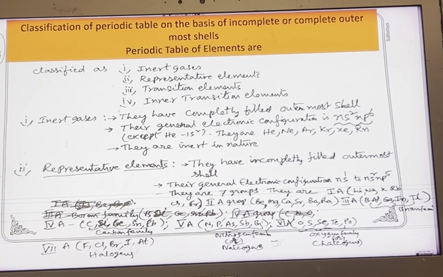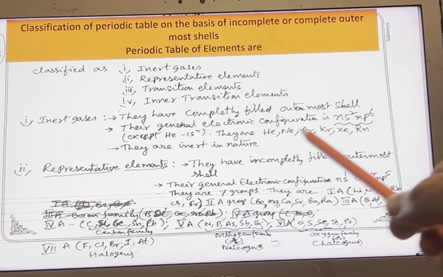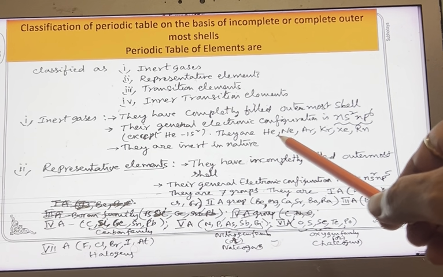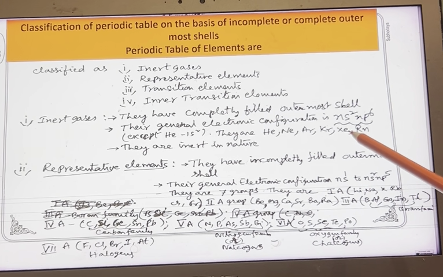Let us see about inert gases. They have completely filled outermost shells. Their configuration is ns2 np6 except helium. Helium has only 1s2. They are helium, neon, argon, krypton, xenon, radon. They are called zero group elements, or 18th group elements in the long form of the periodic table. They are inert in nature because of completely filled orbitals or subshells. They are lethargic, so they are called inert gases, or noble gases.